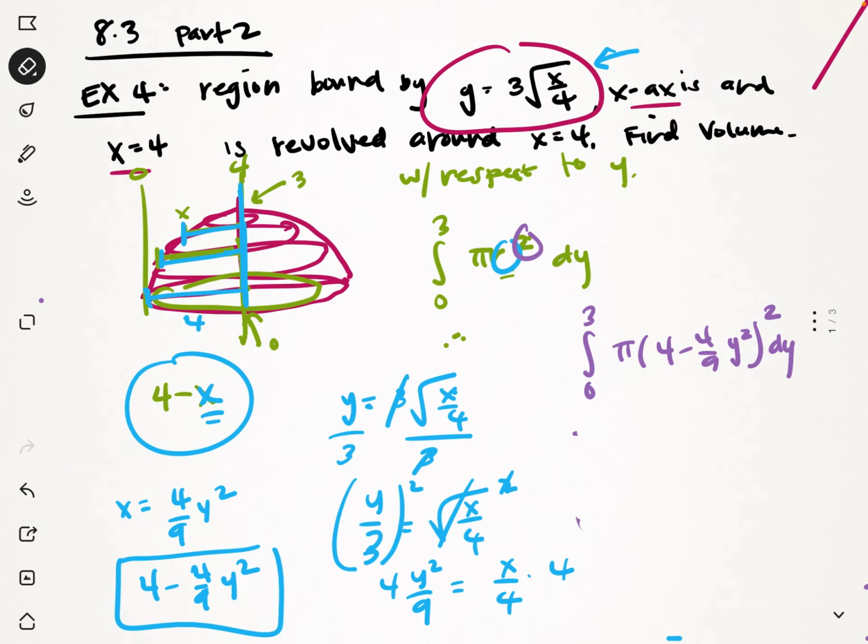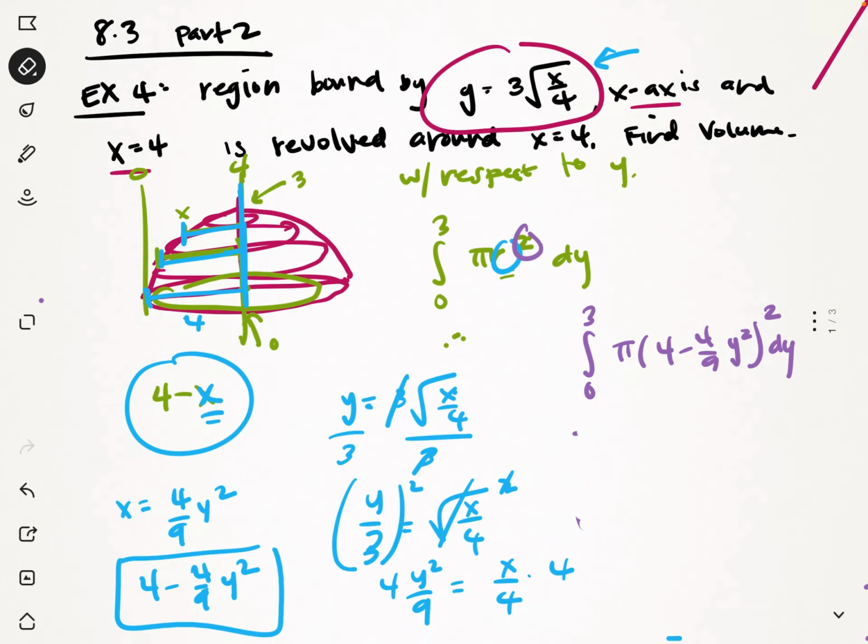Okay, so let's do math 9 from 0 to 3. And we're doing pi parentheses 4 minus 4/9. I'm going to put that 4/9 in parentheses as well, 4/9, just in case, x squared dx.